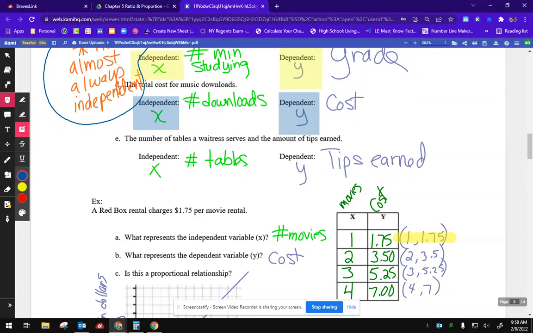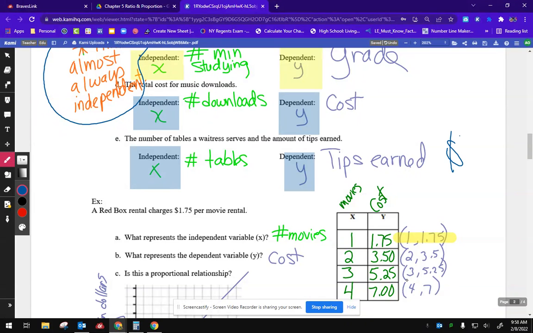Anyway, the number of tables isn't necessarily a choice, but it's what appears that night. And your tips, again, that's money. Money depends on what happened before it. What was the input? 3 tables, a little bit of money. 50 tables, a lot of money. So you guys have sort of this understanding of input, output, independent, dependent?